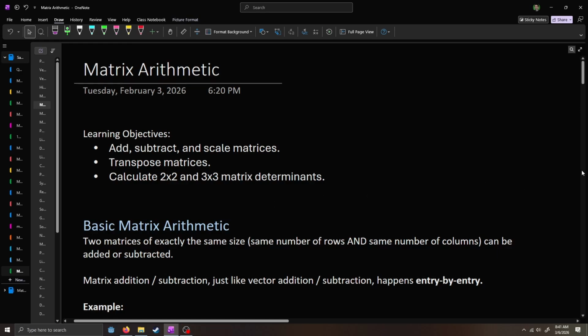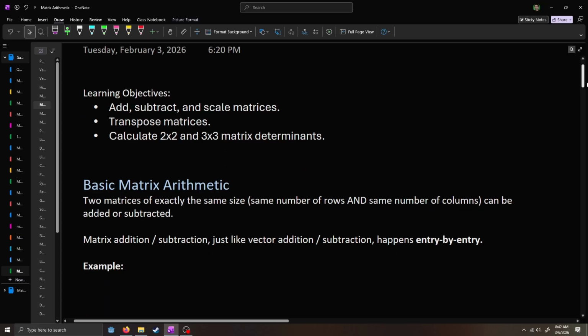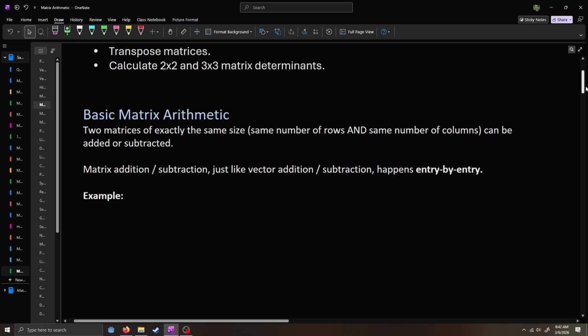In this episode, we're going to be learning slash reviewing some basic arithmetic with matrices. So, for example, matrix addition, subtraction, and scaling, a special operation for matrices called transpose, and then reviewing how to calculate 2 by 2 and 3 by 3 matrix determinants.